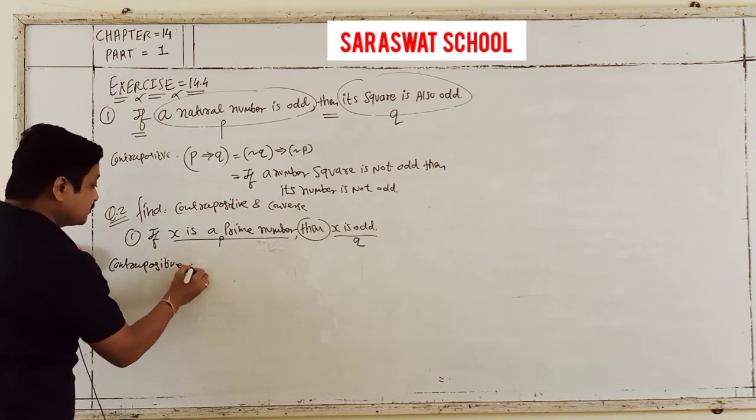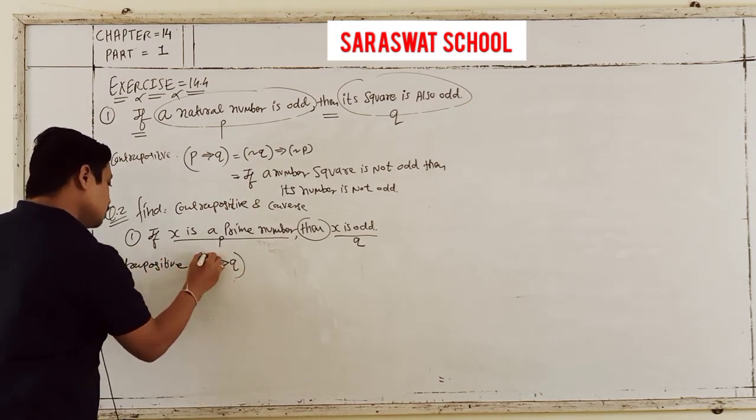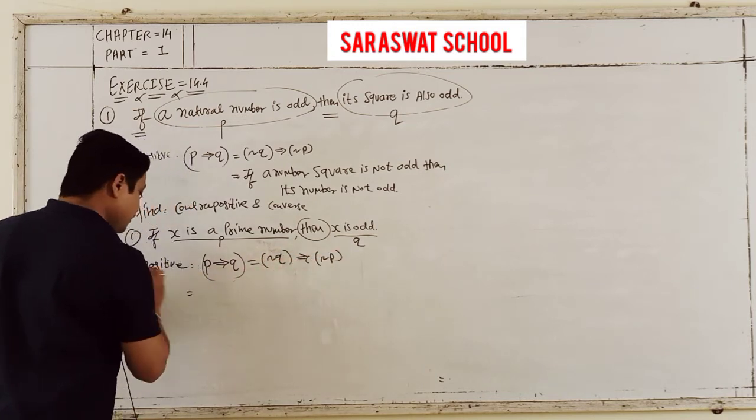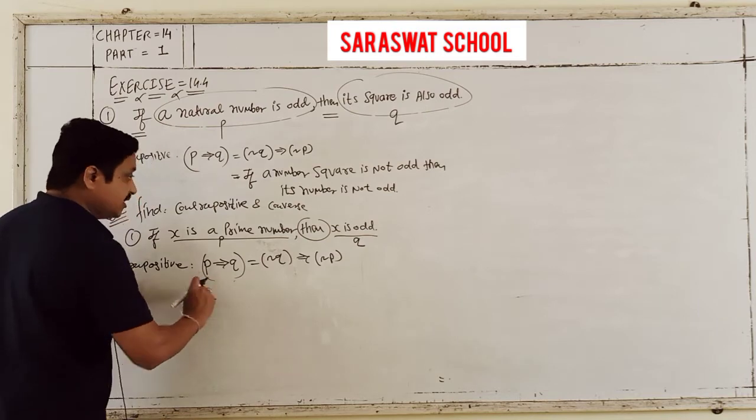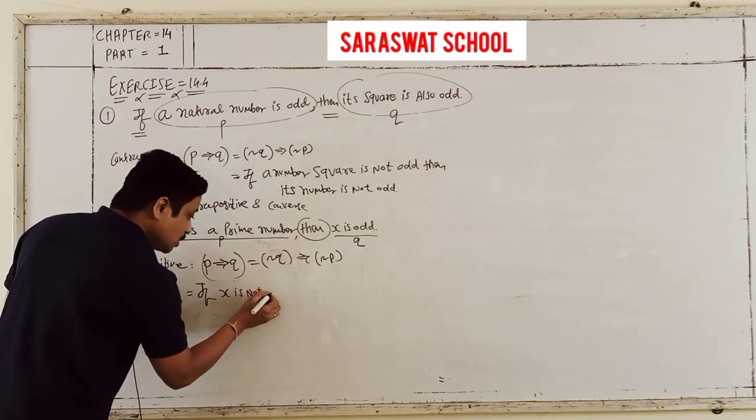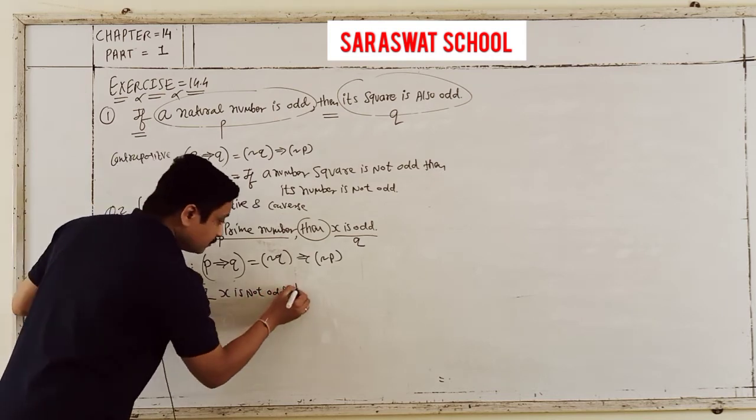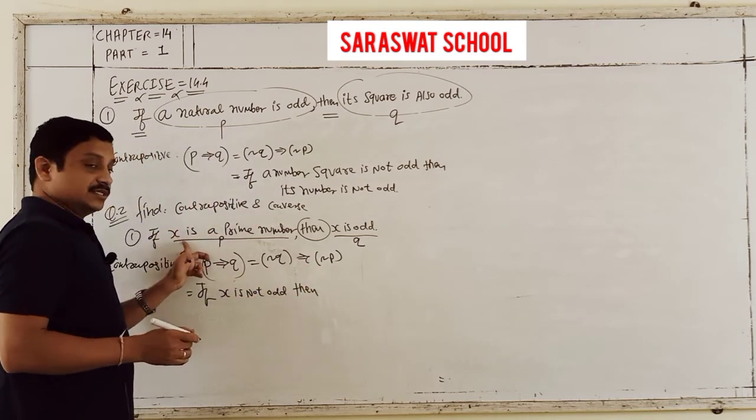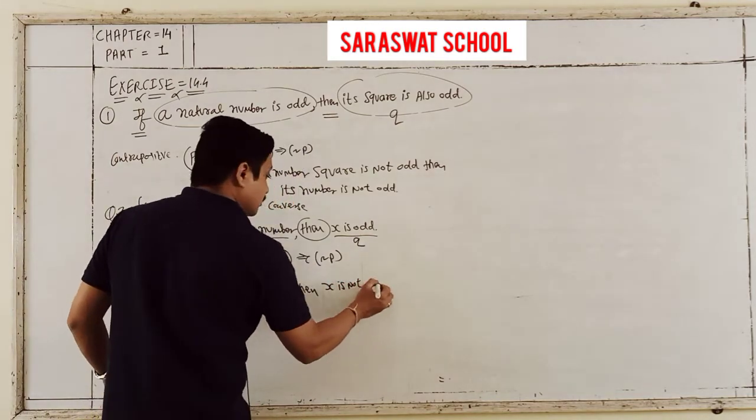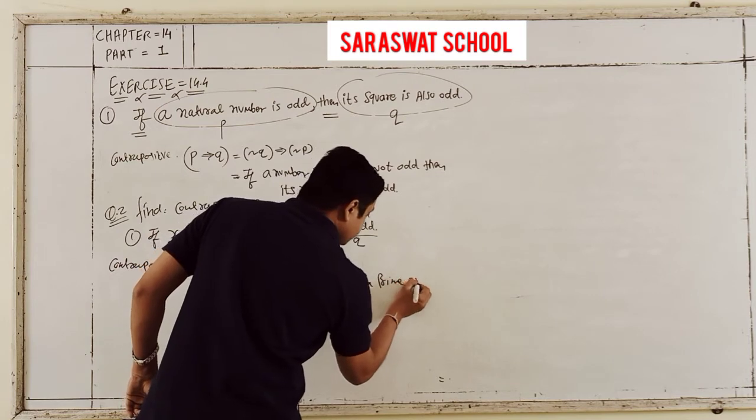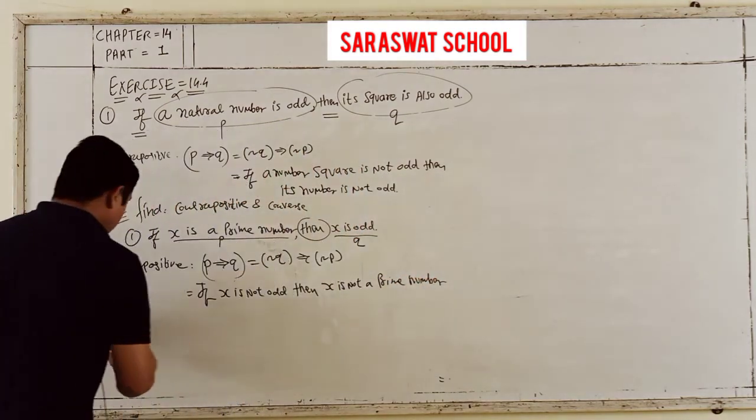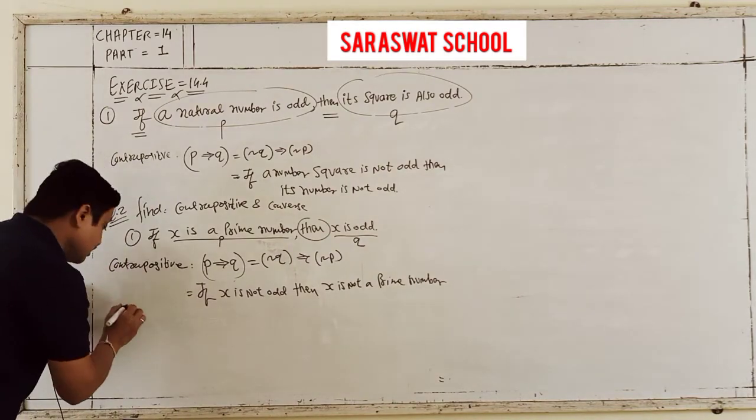So the contrapositive formula is: P implication Q becomes negation Q implication negation P. So we start: if this is a negation, X is not odd, then negation P, students, X is not a prime number. And now second, I am asking for the converse.